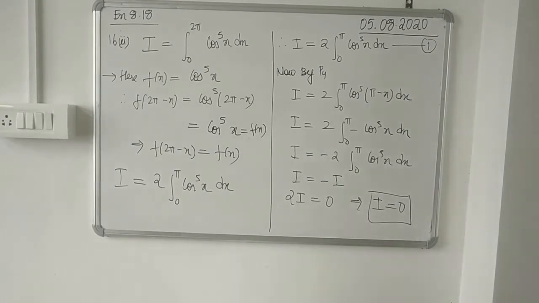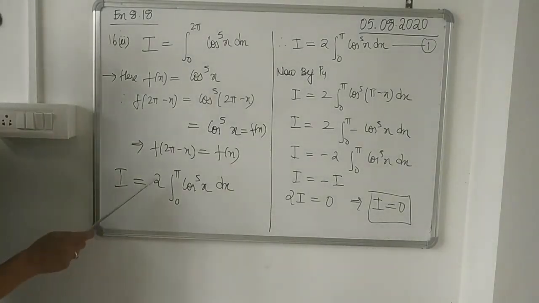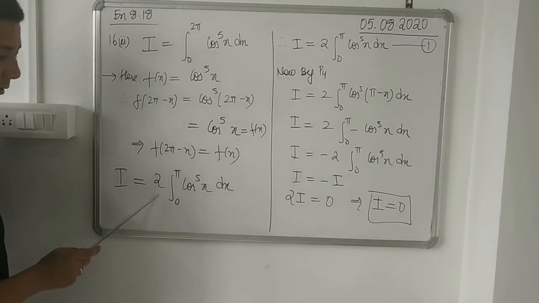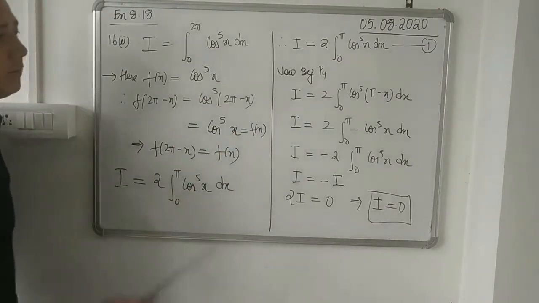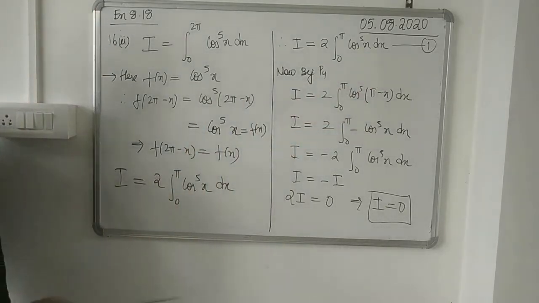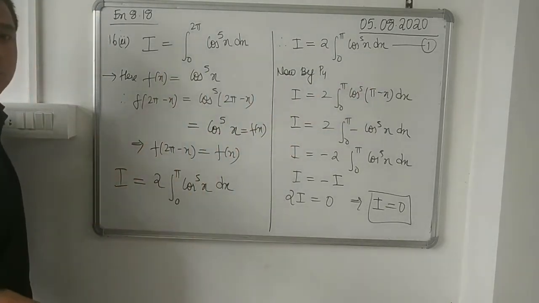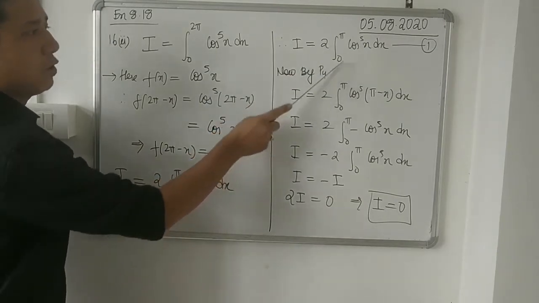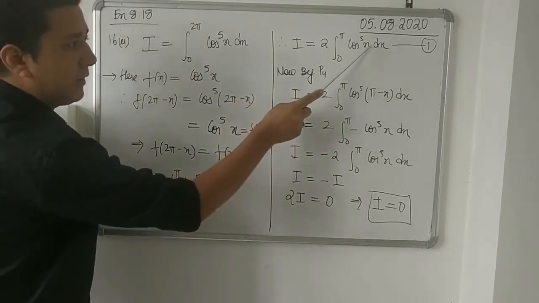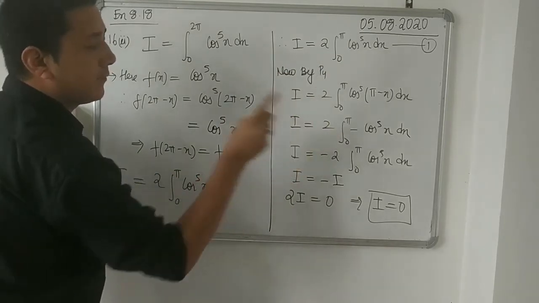Alright, I hope everyone is clear till here. Now from here, which means I am getting this, isn't it? Twice 0 to pi cos to the power 5x dx. Now keep it as equation number 1. Now 0 to pi, so which property use? Again property 4. So by property 4, 2 remains 2, 0 to pi remains 0 to pi, but wherever it is x, it will be upper limit minus x, a minus x.